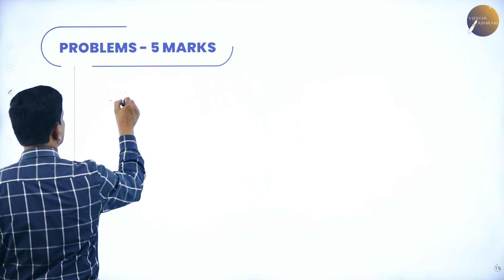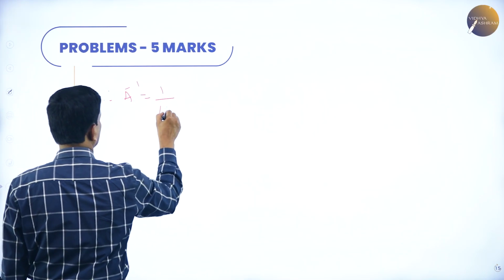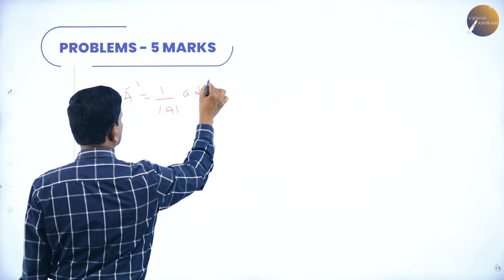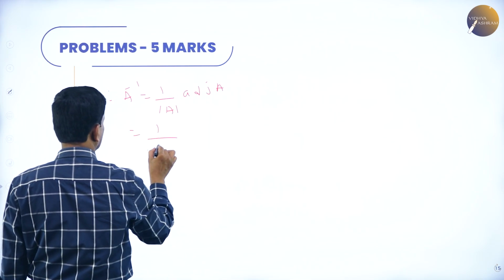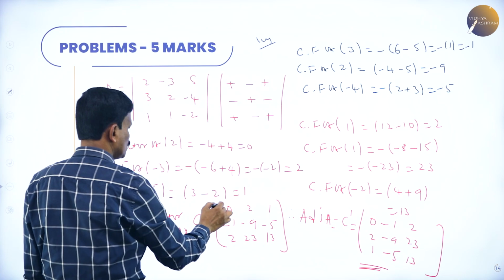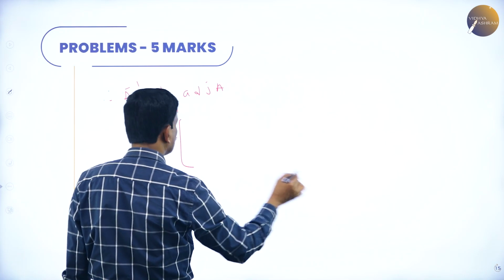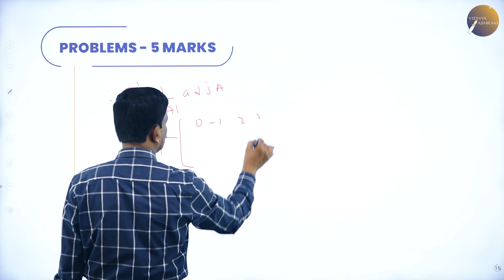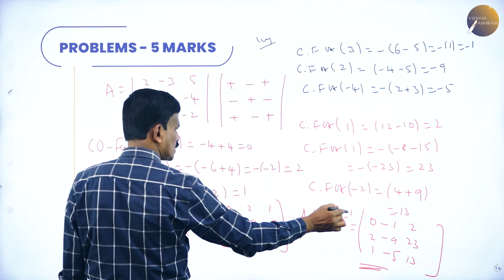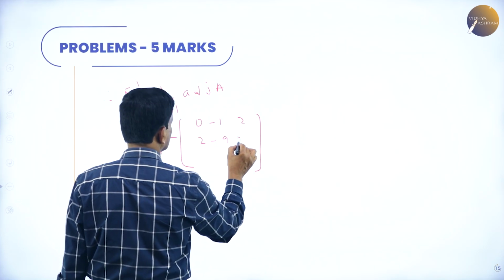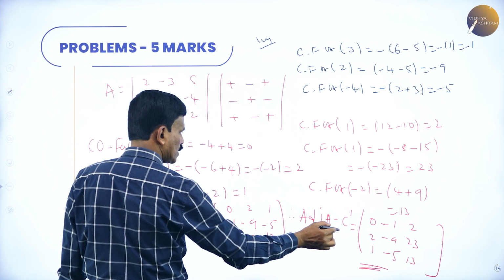Now therefore A inverse is equal to 1 over determinant of A into adjoint of A. 1 over determinant is minus 1 into adjoint, which is 0, minus 1, 2, then 2, minus 9, 23, then 1, minus 5, 13.